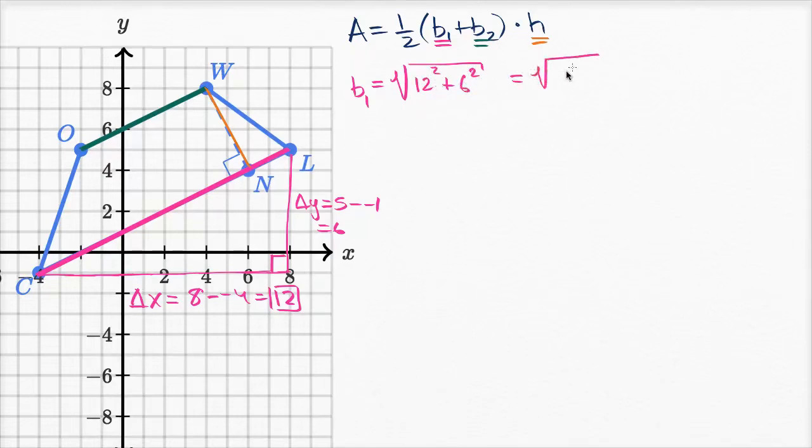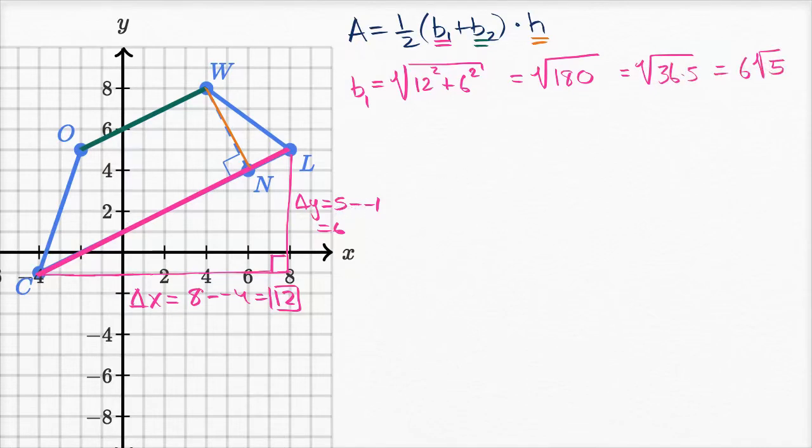So the square root of 144 plus 36 is 180, which is equal to, let's see, 180 is 36 times 5. All right, let me not skip some steps. So this is the square root of 36 times 5, and the square root of 36 is 6. So B1 is 6 square roots of 5.